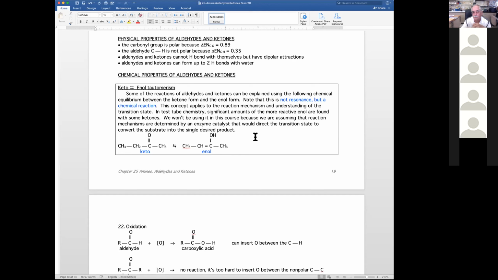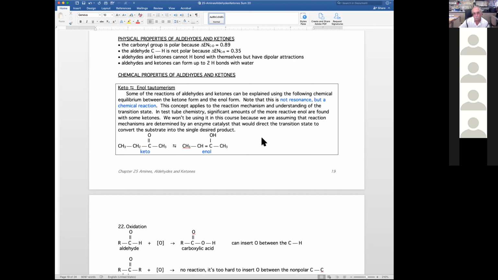So if you're doing a synthesis reaction in a test tube where you don't have a catalyst such as an enzyme to direct how the reaction goes, oftentimes you will get products formed not from the keto form, but from the enol form. It's just another example of why when you do test tube synthesis, you're not going to get a single product. But with an enzyme-directed reaction, you get a single product.